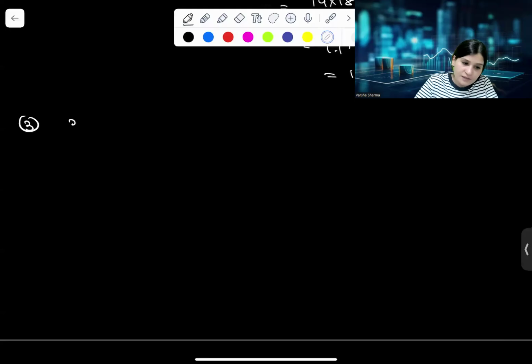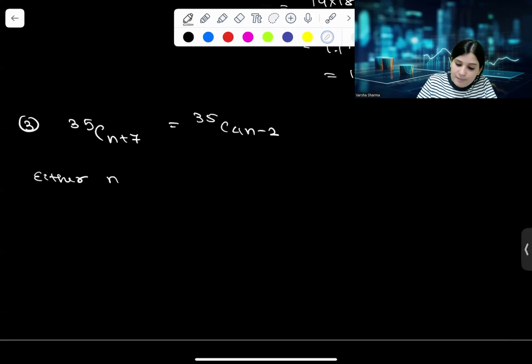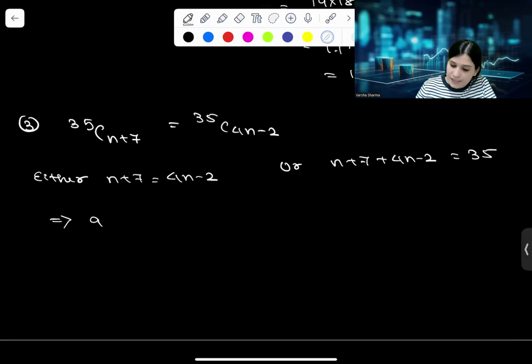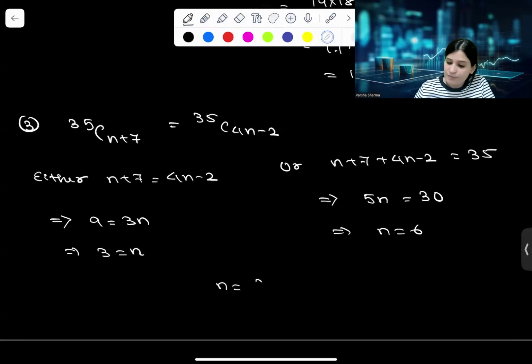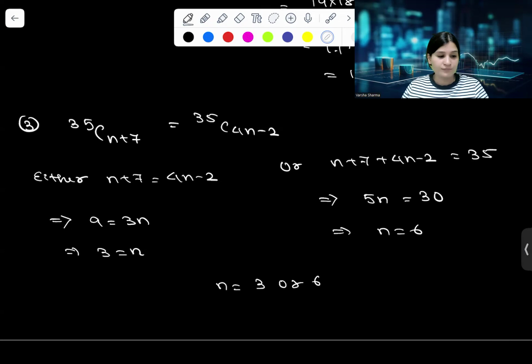Question number 3. 35C(n plus 7) equals 35C(4n minus 2). If two combinations are same, then either n plus 7 is same as 4n minus 2, or if I add them, I'll get 35. So 9 equals 3n, so n equals 3. 5n equals 30, n will be 6. So there are two possibilities, n equals 3 or n equals 6. Any doubt?